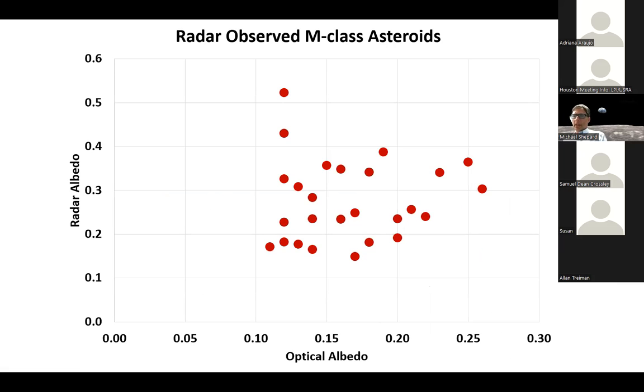If you look for trends with the radar albedo and other properties, the first one you might think of is optical albedo. So this is the mean optical albedo published in the Horizon database versus our radar albedos, and there's no obvious trend here. It's kind of all over the place.